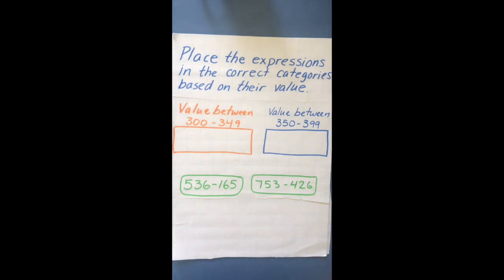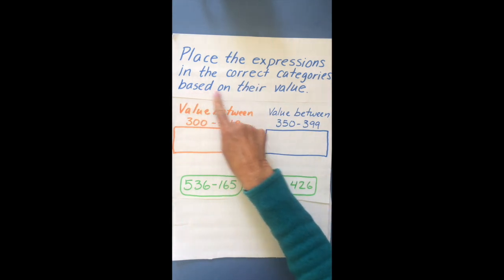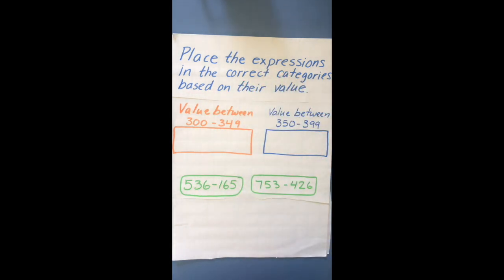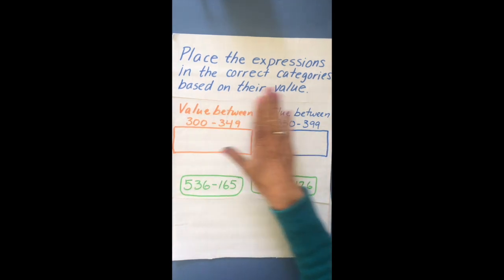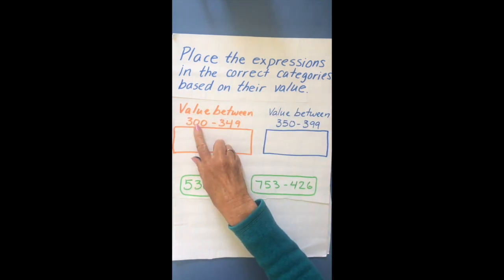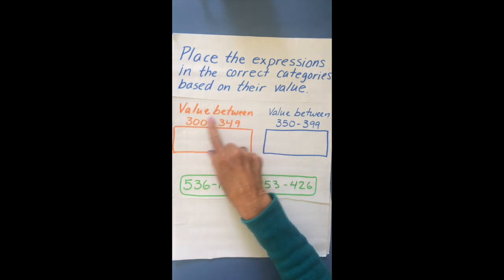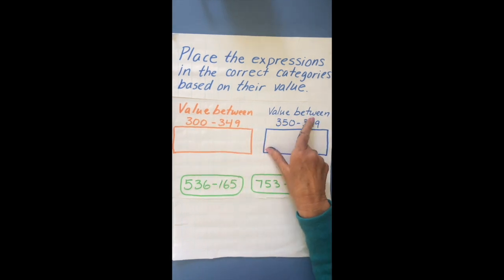So the first problem is: place the expressions in the correct category based on their value. Now, there's going to be a problem like this on your test, so I wanted to explain it. These are the categories, this orange box and this blue box. And this category is the value between 300 and 349. This does not say 300 minus 349. It's the value between 300 and 349. And the blue box is the value between 350 and 399.